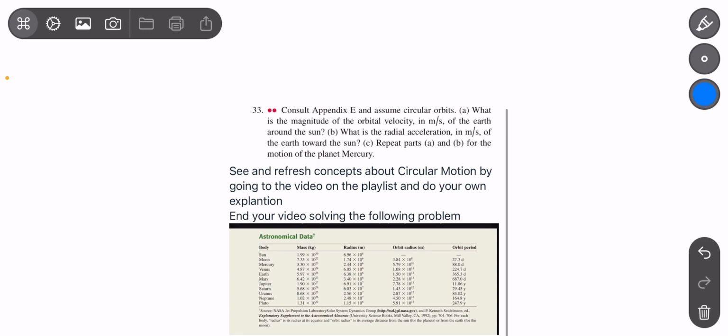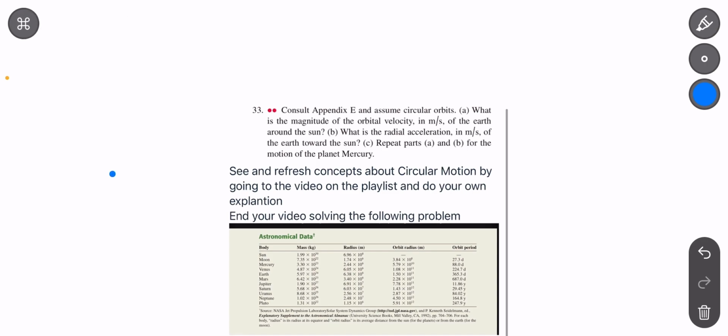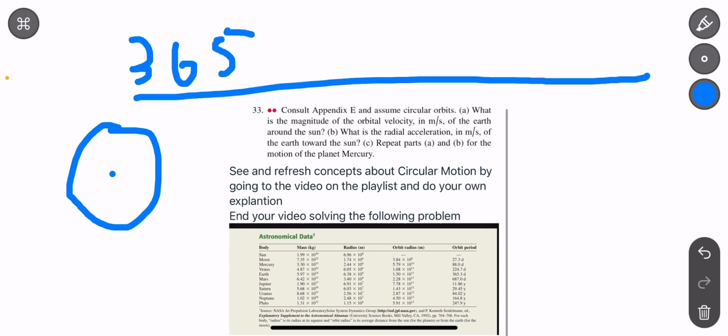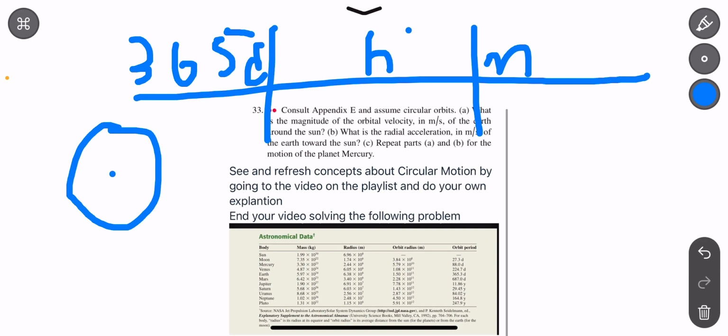Now we have to convert the days for Earth, which is a full rotation around the sun, because we're looking at circular motion with the sun in the middle and Earth going around it. The orbit period is going to be 365 days, but we need to make that seconds. So we do the conversion: from days to hours, then hours to minutes, and then to seconds at the end.